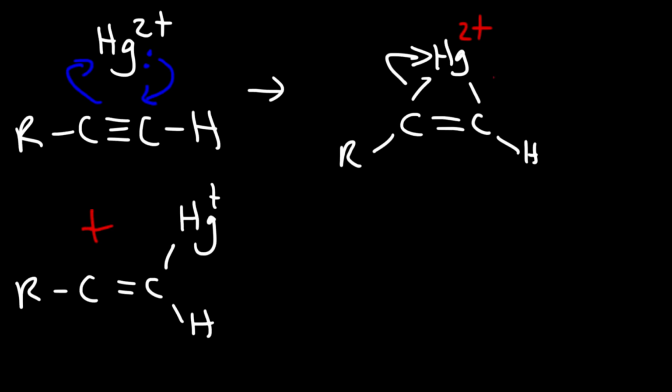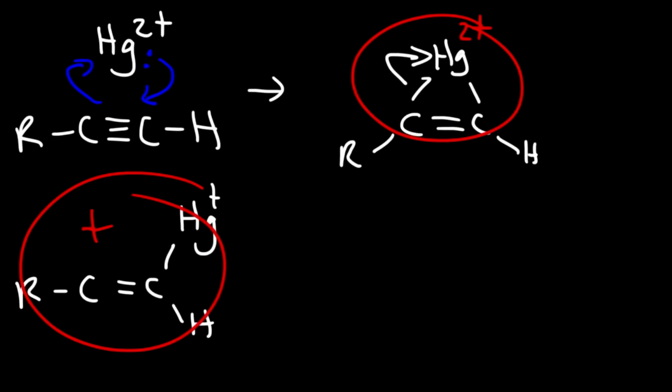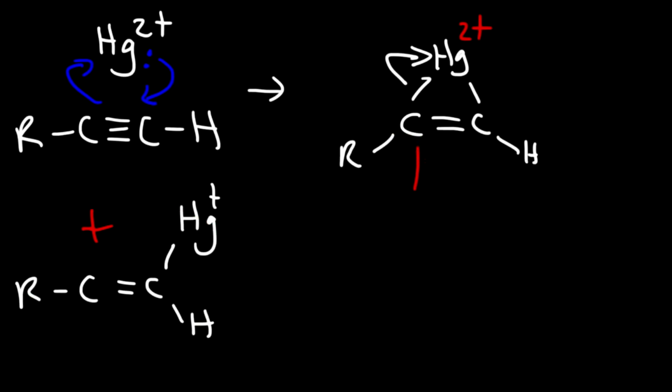Now, we don't want to break this bond, because if we do, we're going to have a plus charge on a primary carbon, which is less stable than having a plus charge on a secondary carbon. So this structure is in resonance with this structure, which tells us that this carbon has some partial positive charge.